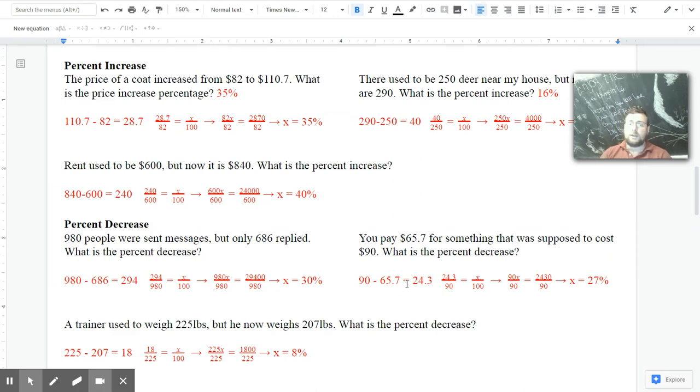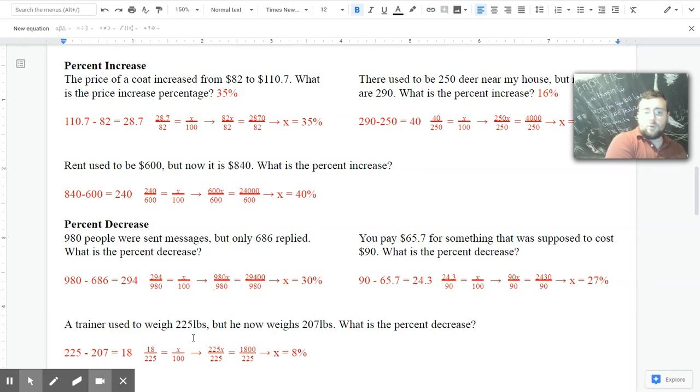So I prefer doing it by finding the difference because it makes it a little easier this way. Next, I have the trader problem. Started at 225, ended up at 207. The difference is 18. That's what I'm going to use as my part, so I don't have to do the adjustment. Put 100 on the bottom right, X at the top, is what I'm looking for.